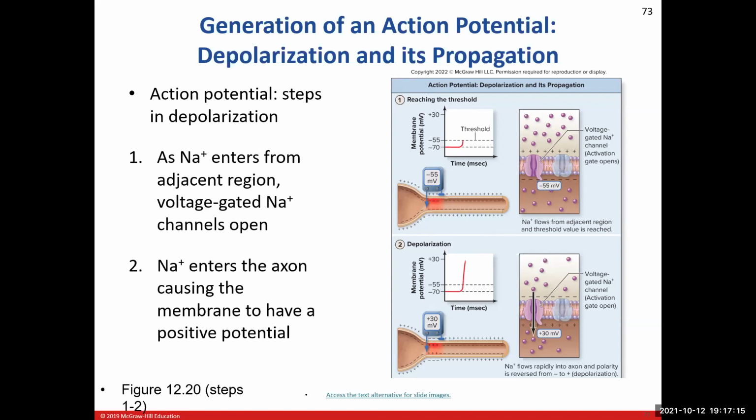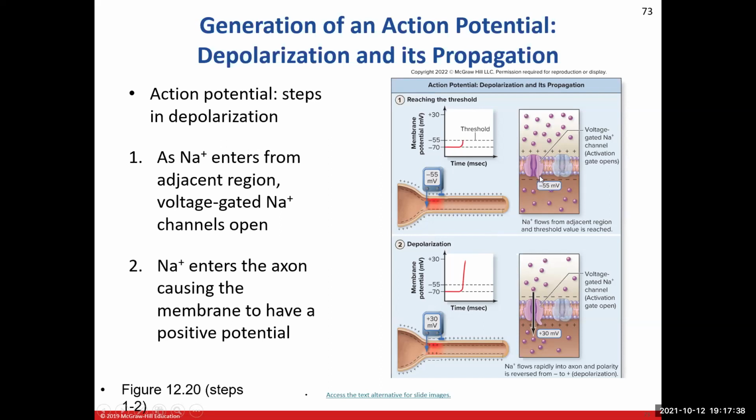It goes from -70 to -55. And that was our stimulus. That -55 got us to that threshold value. And as soon as that happens, the activation gate on our voltage-gated sodium channel swings open. Well, you guys know the rest of the story.